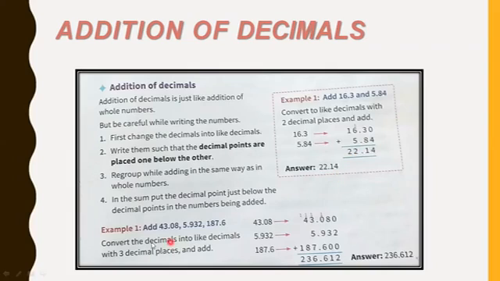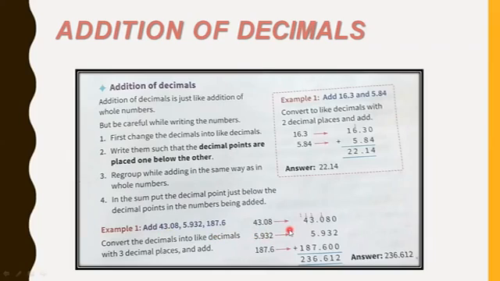So let us see one more example. Add 43.08, 5.932, 187.6. Now what you should do: convert the decimals into like decimals with 3 decimal places and add. If you observe, after the point here 2 digits are there, here 3 digits are there, and here 1 digit is there. So you have to convert all of these into like decimals.